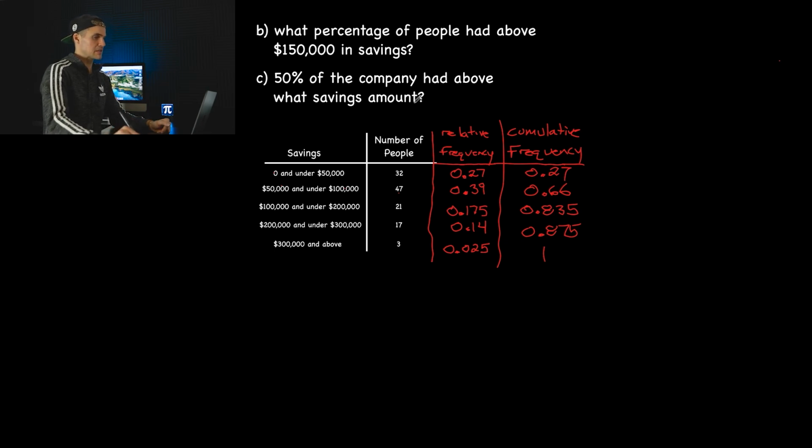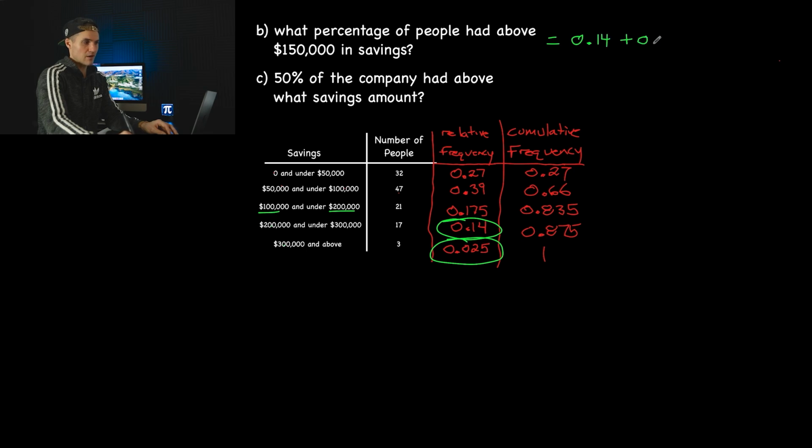So now let's go to part B. What percentage of people had above 150,000 in savings? Well, notice that the 150,000, as I mentioned at the beginning, is falling in between this 100 and 200,000. So we're actually going to have to interpolate this, and I'll do that at the end. But definitely what's going to be included in this percentage is the people that have savings from 200,000 to 300,000, which is 14%, and then from 300,000 and above, that's 2.5%. So we definitely know that those two percentages are going to be there.